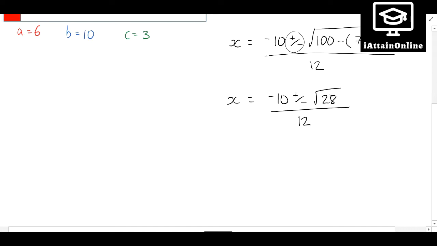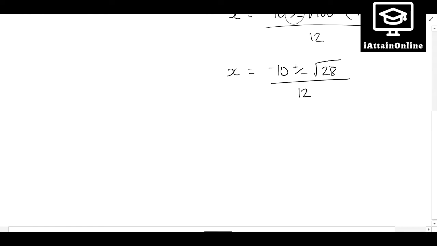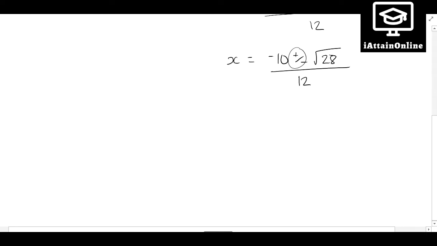Now, remember, a quadratic equation always has 2 solutions. It might be the same repeated solution, we call that a repeated root, and that's what this plus and minus bit is about. So we're actually going to do the calculation twice. X equals negative 10 plus the square root of 28 over 12, or x equals negative 10 minus the square root of 28 all over 12.